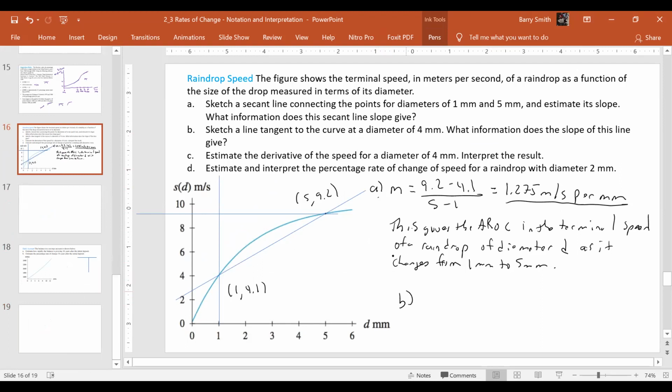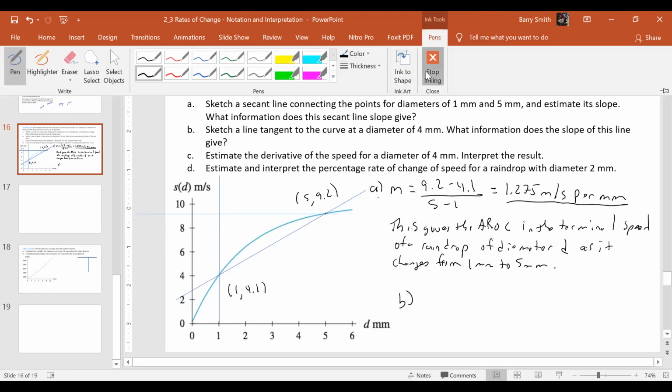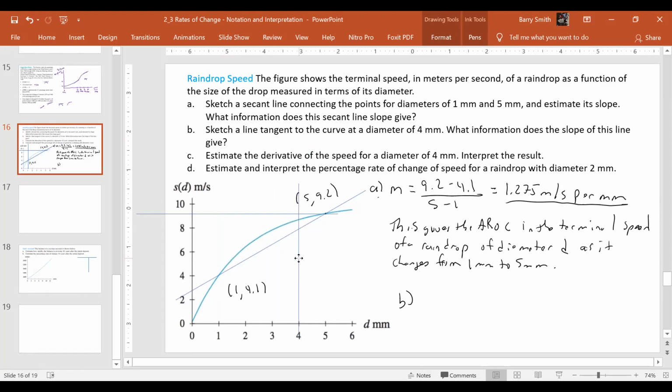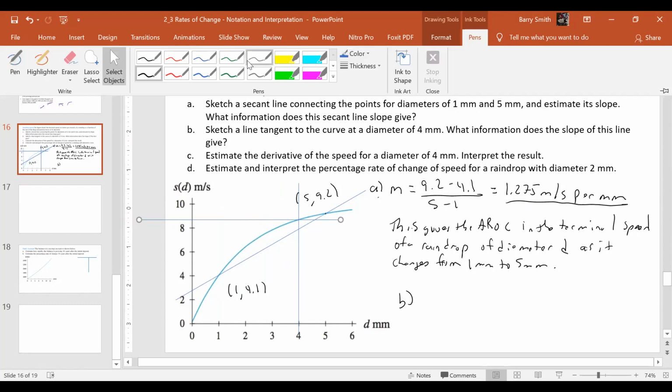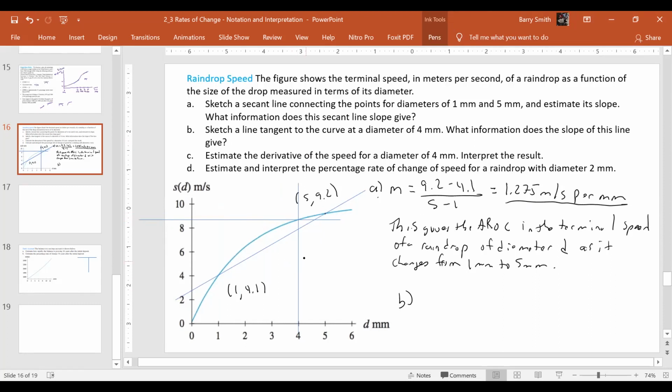Now B, sketch a line tangent to the curve at a diameter of 4 millimeters. All right, and then what information does that give us? So we want 4 millimeters now. So that's there, and so that's that. While we're here, let's go ahead and write what that point is. This one looks to be something like 4 comma 8.7, I guess. It's hard to say because it's probably 9, so it's probably closer.